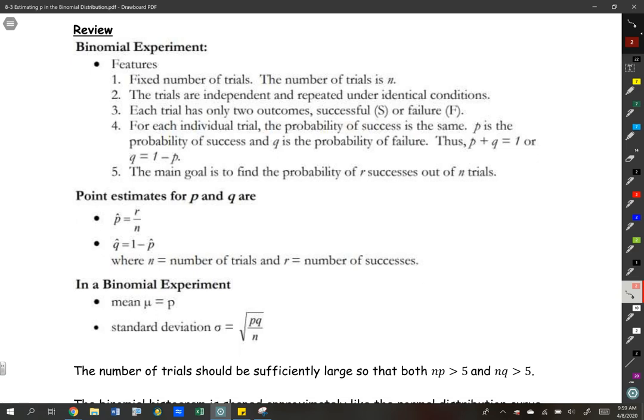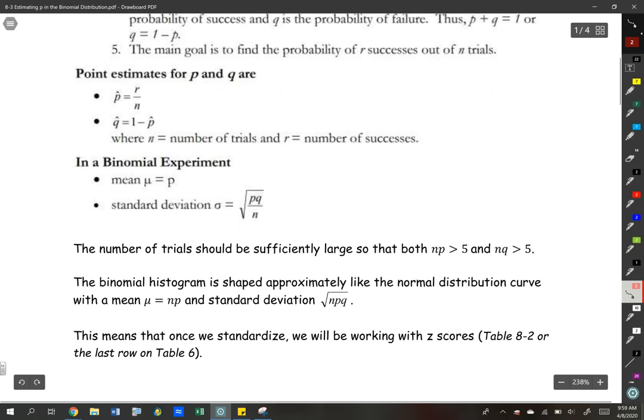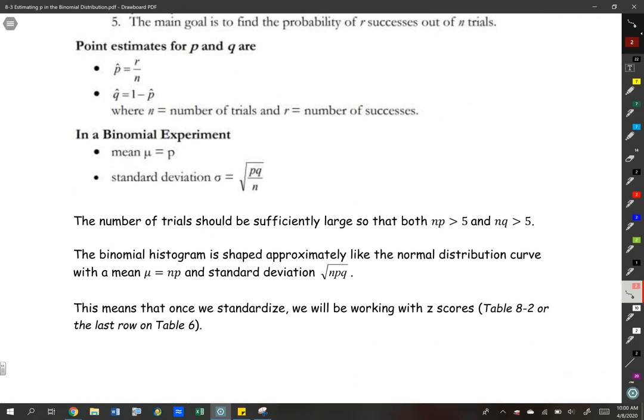And we had talked about a point estimate for P and Q. In a binomial, when we say P, we're talking about the mean, but in a binomial we're going to call it P. We will need to check that the number of trials is sufficiently large. In other words, n times p is greater than 5 and n times q is greater than 5. The binomial histogram is shaped approximately like the normal distribution curve. And it's been a while, but we did look at these formulas where the mean was n times p and the standard deviation was the square root of n times p times q. This means that once we standardize, we're going to be looking at z-scores.